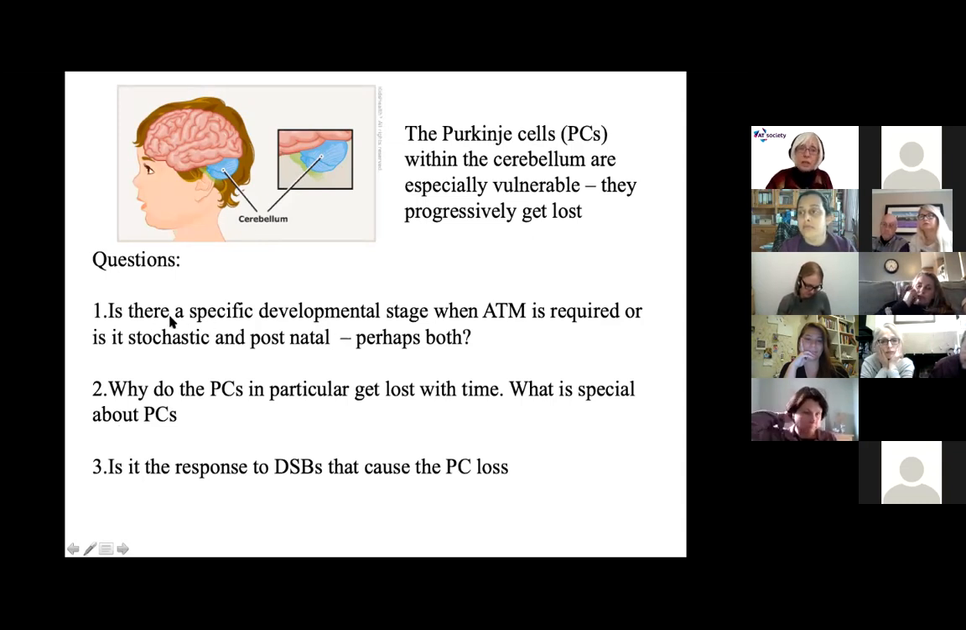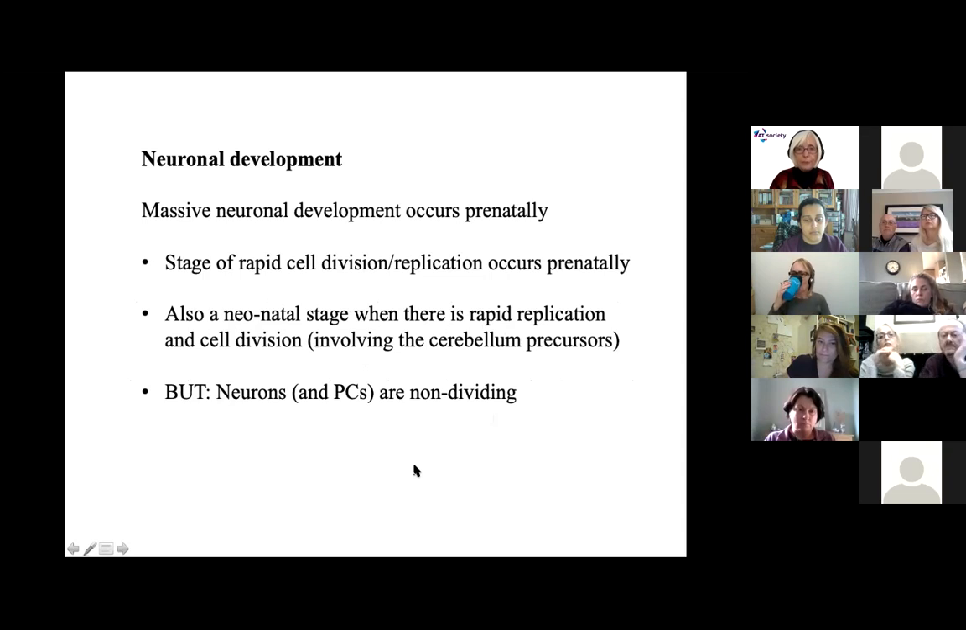So the questions are, is there a specific developmental stage when ATM is required, or is it just stochastic and happening post-birth? Why is it that Purkinje cells in particular are affected, when other regions of the brain don't seem to be? Our skin cells, for instance, show a bit of aging, but they're not affected. Why? What is special and unique about this region here? And is it the response to double-strand breaks, or is there something else going on?